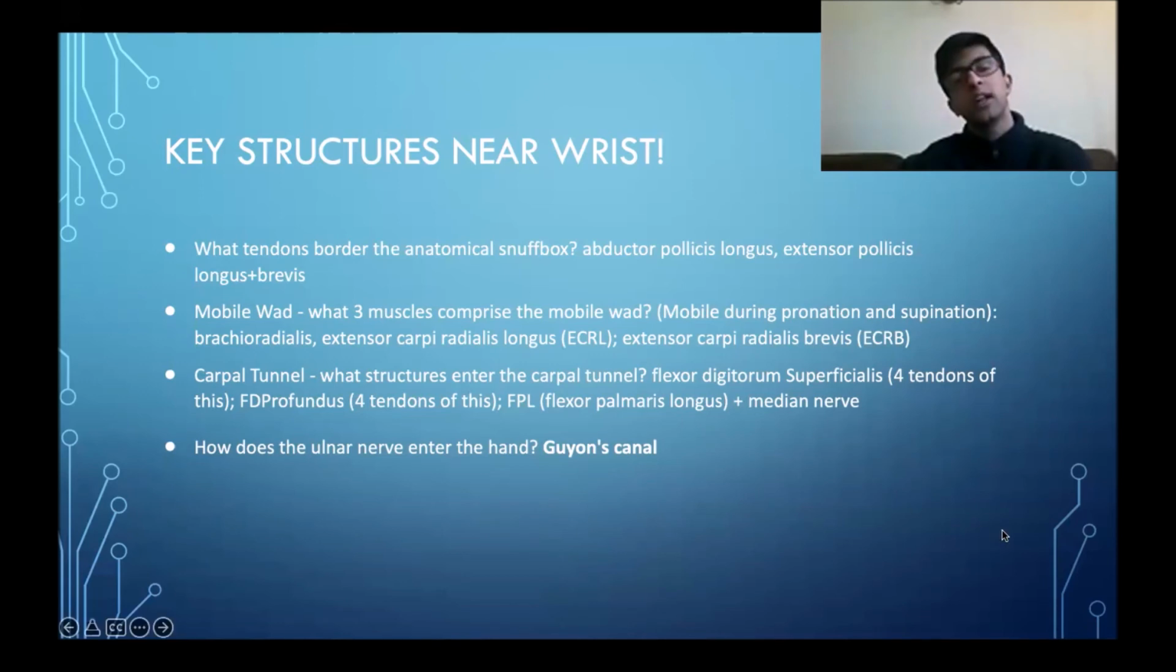How does the ulnar nerve enter the hand? It just goes through something called the Guyon's canal. That's just something to be aware of.